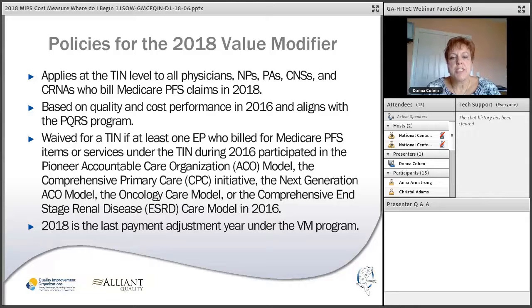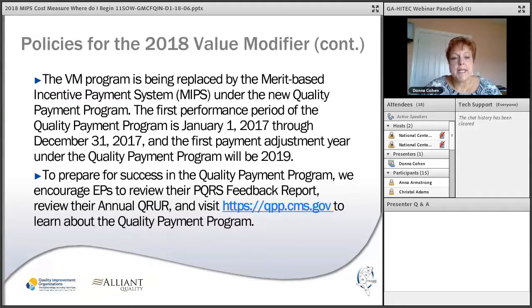2018 is the last payment adjustment year under the Value Modifier program because you all know that we transitioned in 2017, which will be reflected in your 2019 payments under the Quality Payment Program. So 2018 will be the last adjustment year for the Value Modifier payment. And as I indicated, it is being replaced by the merit-based incentive payment system under the new Quality Payment Program.